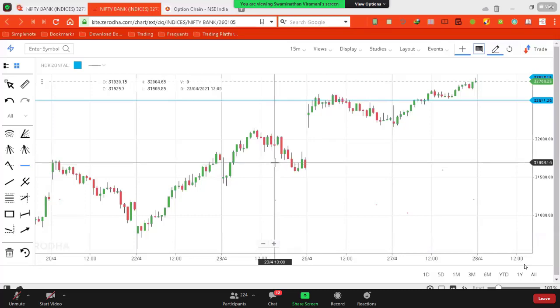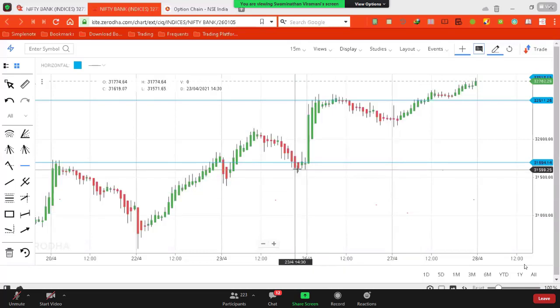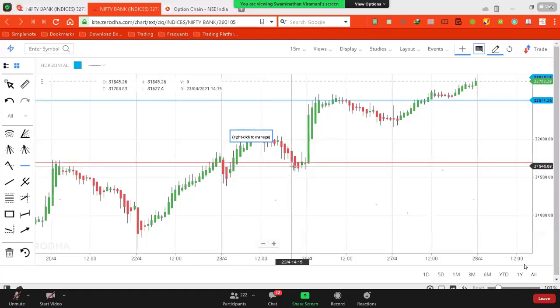So let me mark a line here and then see what happens when we switch over to the HeikenAshi candle. Does it coincide with this line? It is a coincidence actually, because HeikenAshi prices and your normal candle prices are not always the same. In this case, it happened to be the same.